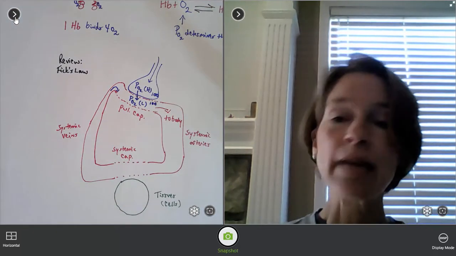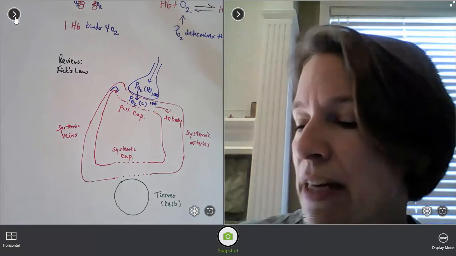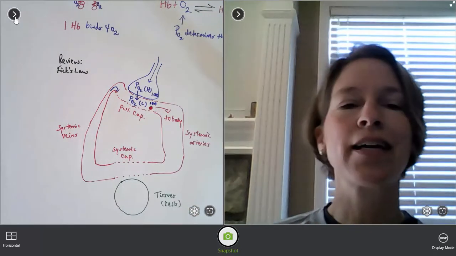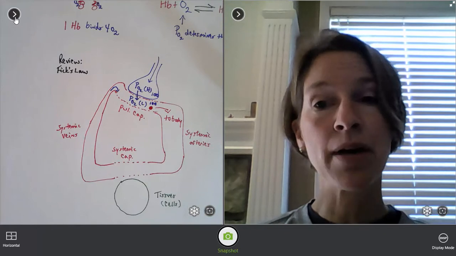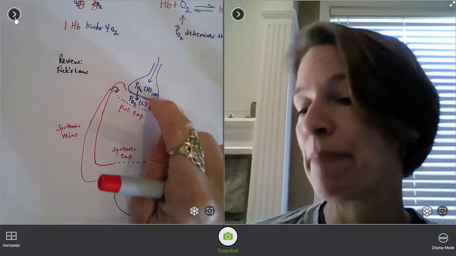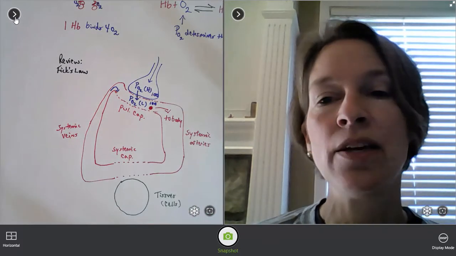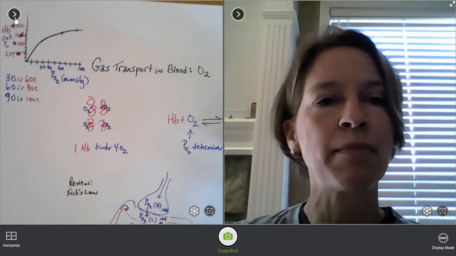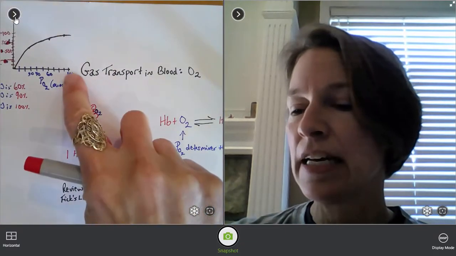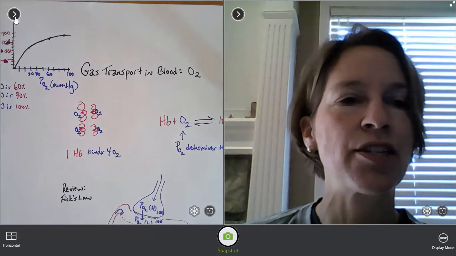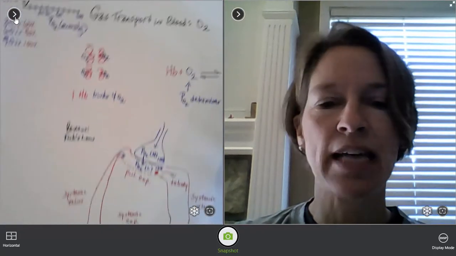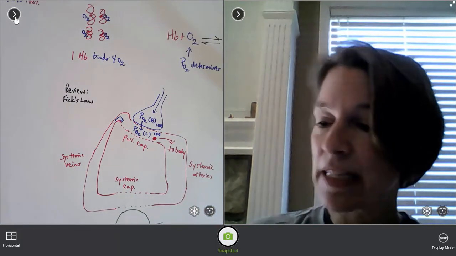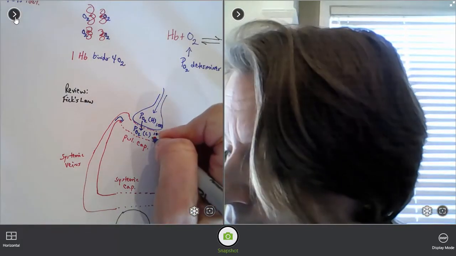And your hemoglobin never leaves the bloodstream. So the hemoglobin that's hanging out here in the bloodstream inside your red blood cells, at that moment when the diffusion happens, what happens to the hemoglobin? Well, you need to look up here at your curve and tell me what happens to hemoglobin at PO2 of 100. It will be 100% saturated. And this is a good thing. We want the hemoglobin to be 100% saturated as it leaves the lungs.